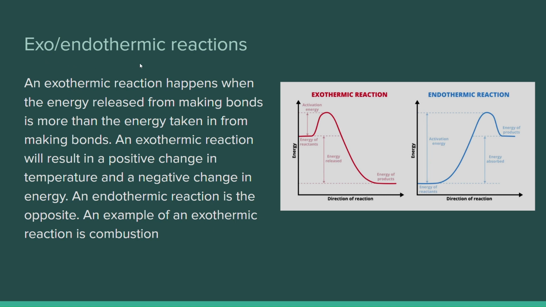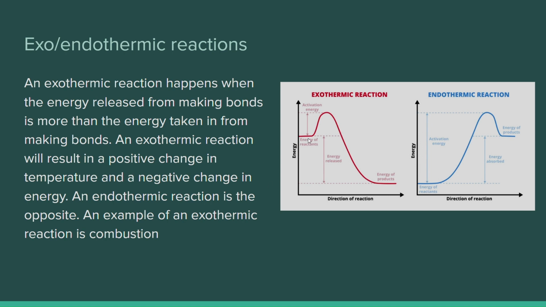So exo and endothermic reactions are types of reactions. In a chemical reaction, there's always one side that's exothermic and one side that's endothermic because making bonds releases energy and breaking bonds takes in energy. An exothermic reaction will result in a positive change in temperature, and an endothermic reaction is the opposite. So an endothermic reaction will take in energy and result in a negative change in temperature.